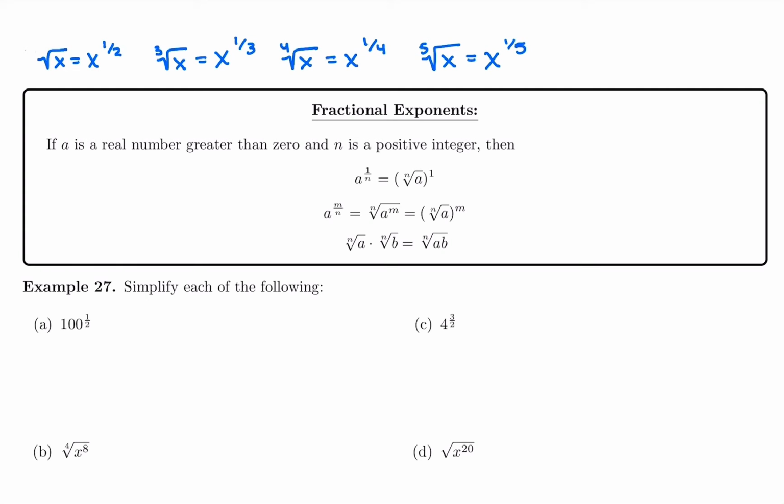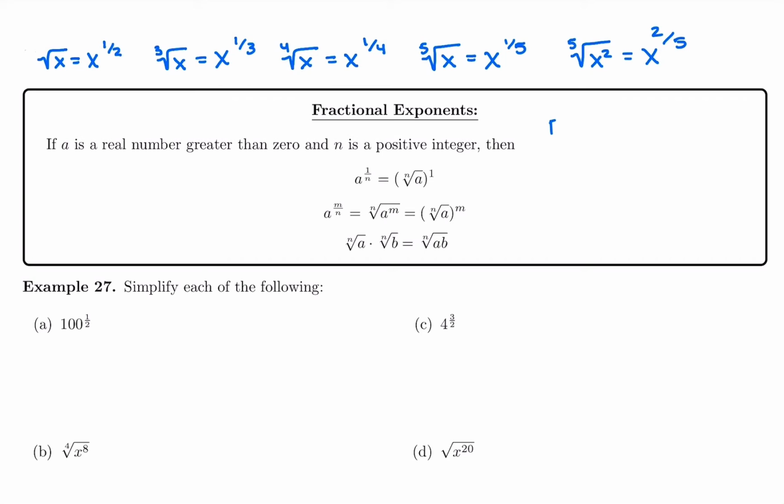And the only thing that would make it more complicated is if we had maybe the fifth root of x squared. Well, where do you think the 5 is still going to go? It goes in the bottom, but the power would be 2 now. Since it's not x to the first, it's x squared. It'd be x to the 2/5.